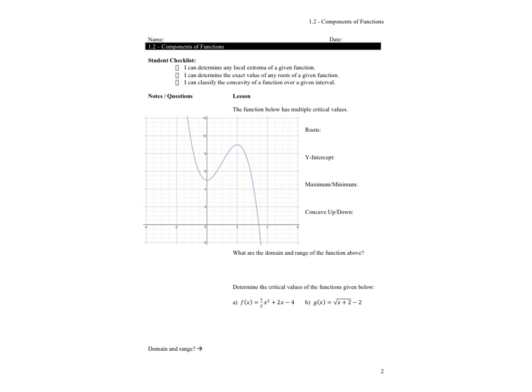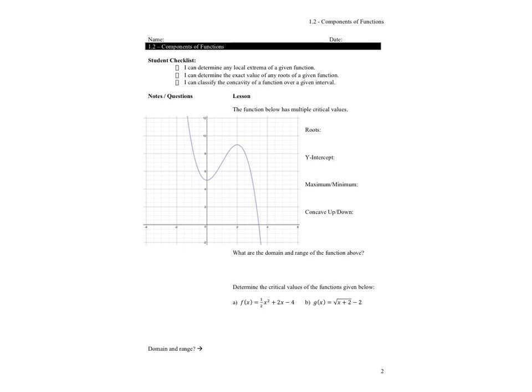So the point of today's lesson is that we're going to do a few things. One thing we're going to do is determine any local extrema, and we'll explain what that means, of a function. We're going to determine the exact value of any of the roots. Roots is something you should be familiar with of a function, and we're going to classify the concavity of a function over a given interval. So we're going to talk a little bit about concavity, but these are going to be the two big ones.